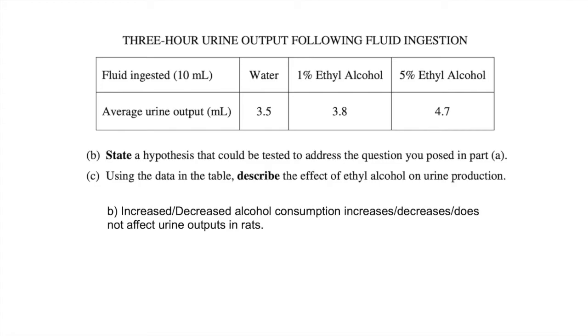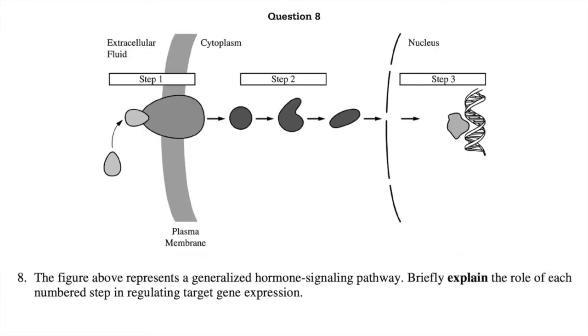But then part C is where you really have to reason with the data you have. You can see that as the concentration of alcohol increases, the average urine output increases. So we can reason that the increased ethyl alcohol consumption increases the urine output in rats, and likely in all or most mammals.